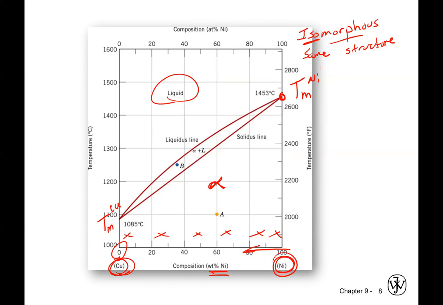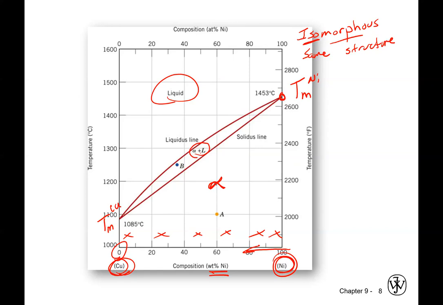Now this is interesting because in this region that connects these two single phase regions, I have a two phase region. I have a mixture, right? And my mixture consists of the two single phases, liquid and alpha. And so here I've got my solid plus liquid in this region in between.